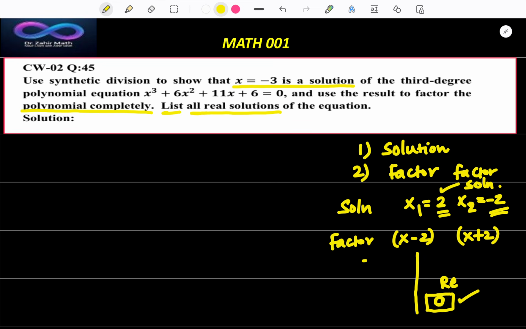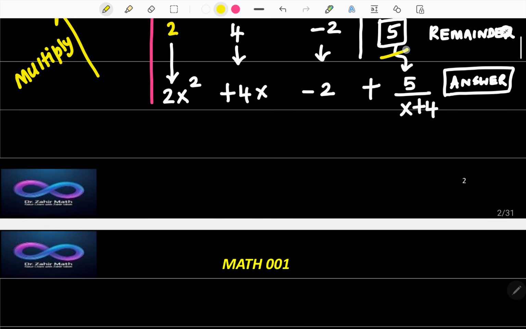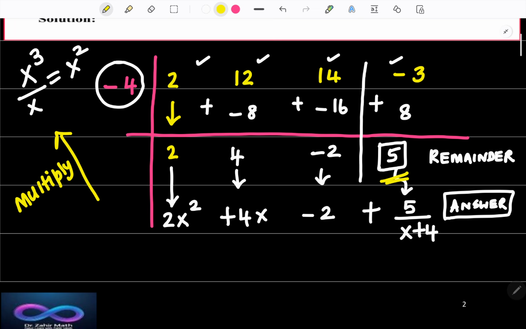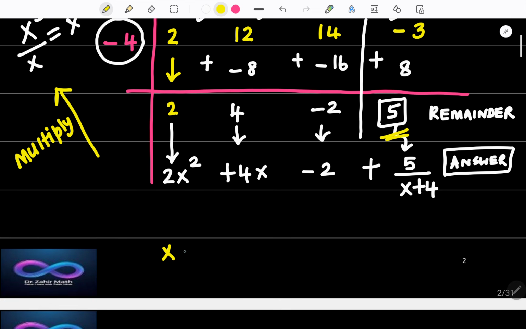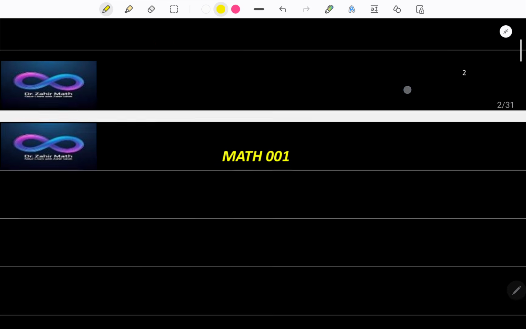Both are the same. So if the last column comes 0, for example, here you look here, this is the last column I said, right? This column, if you get 0, then you can say that this x plus 4 is a factor. Also you can say x equals minus 4 is a solution. Both words are the same. Keep in your mind. Factor and solutions are the same. But the way of writing is different. But here it is not factor. Keep in your mind. Okay.